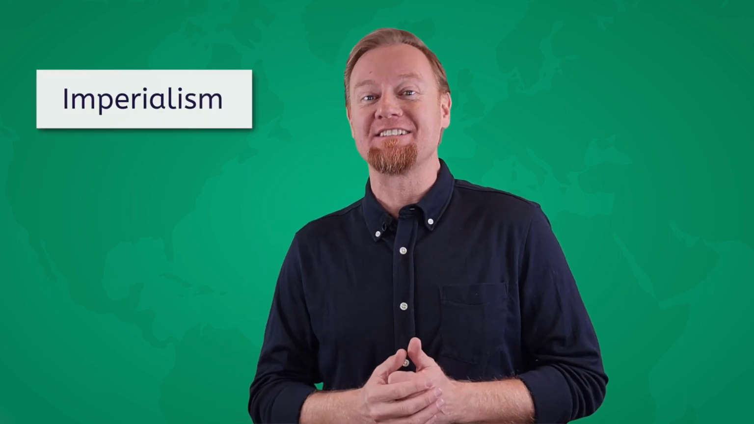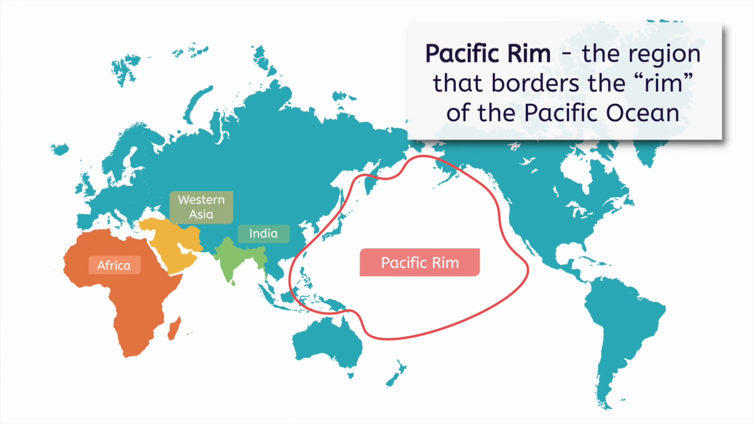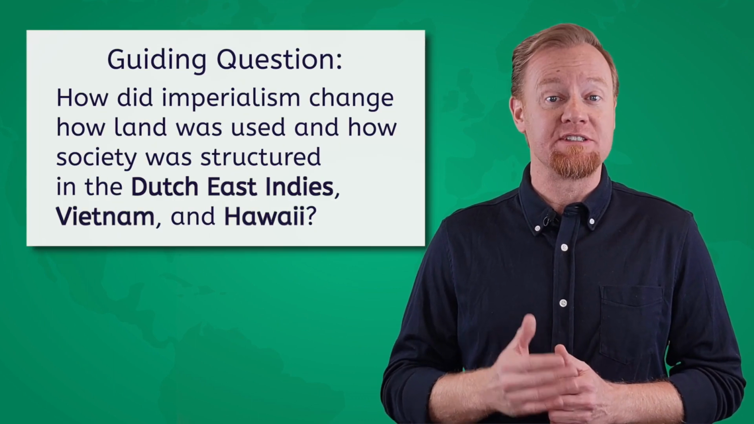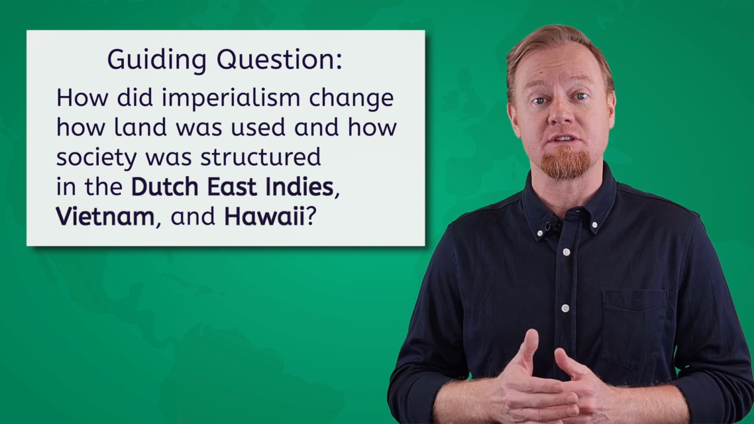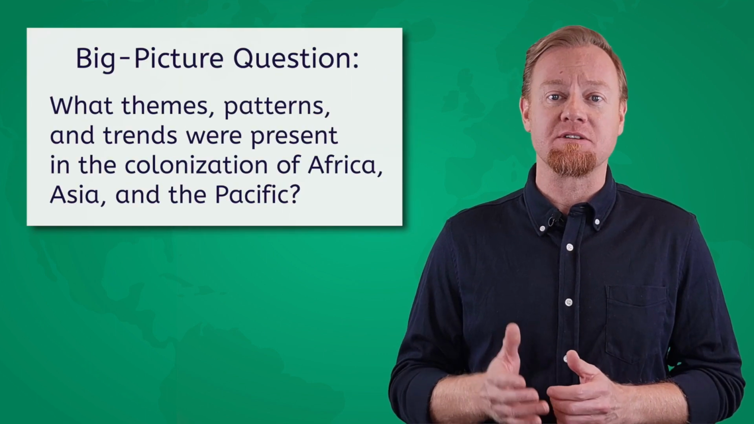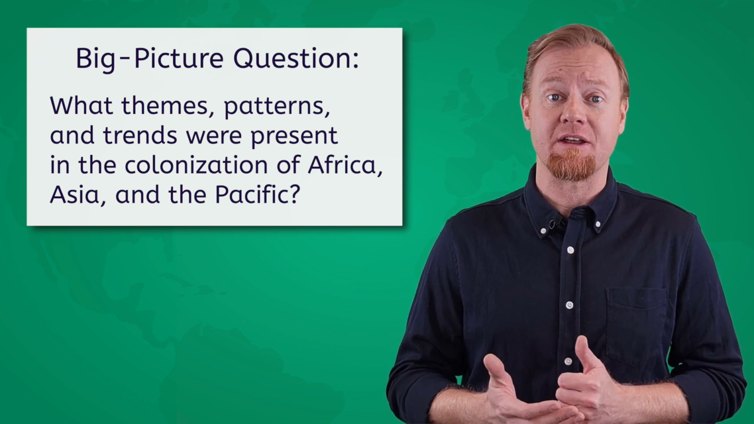The answer is imperialism. You previously learned about European colonization in Africa, Western Asia, and India. Today we'll look at the expansion of colonial empires into the Pacific Rim, the region that borders the rim of the Pacific Ocean, to answer our three-part guiding question. How did imperialism change how land was used and how society was structured in the Dutch East Indies, Vietnam, and Hawaii? We'll also tackle our big picture question: what themes, patterns, and trends were present in the colonization of Africa, Asia, and the Pacific?